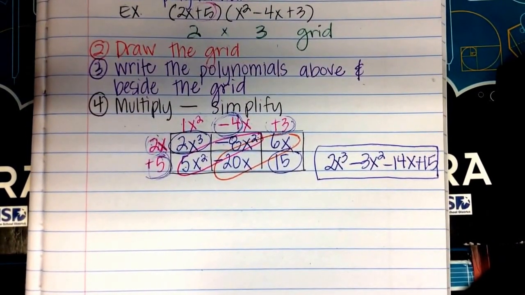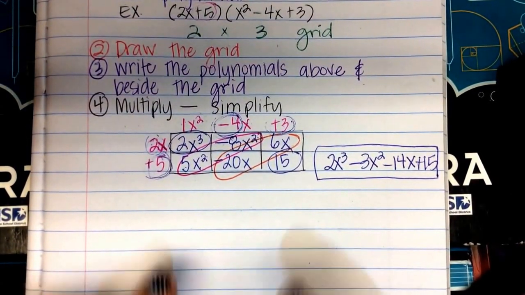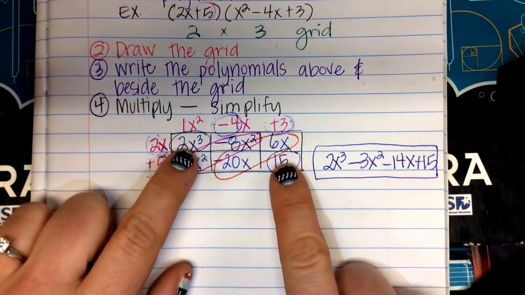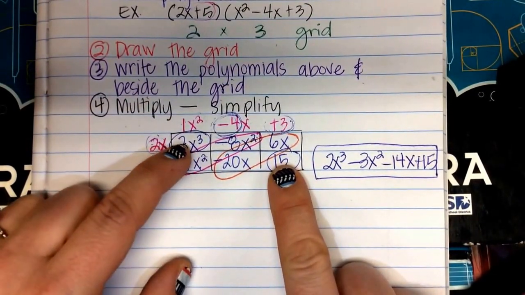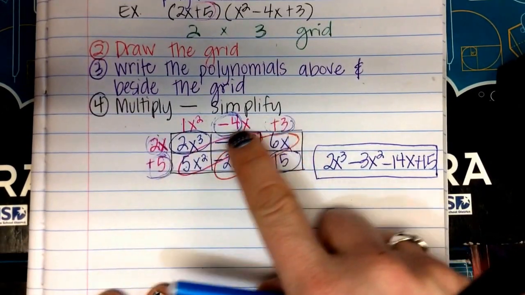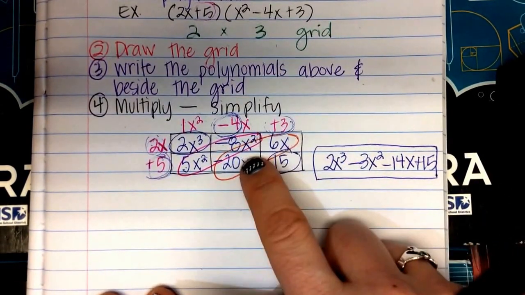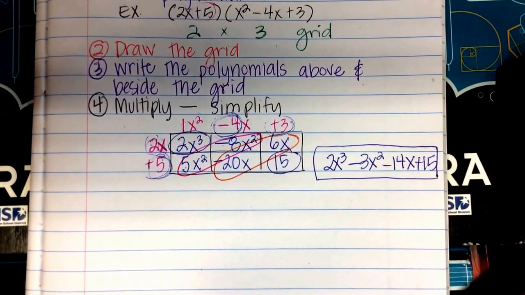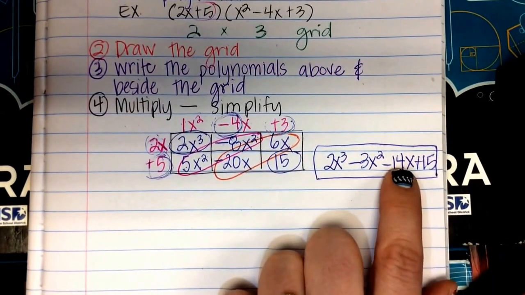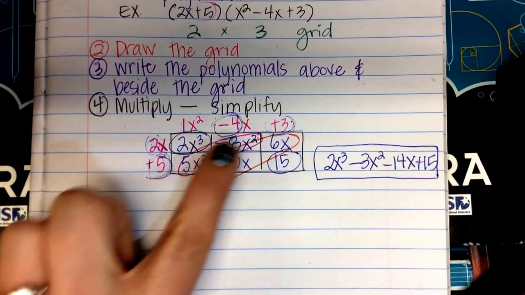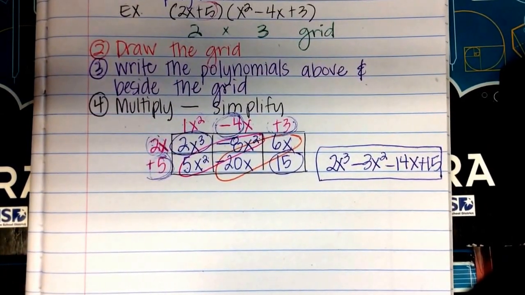What, Sam? These two? Because they can't be combined. They don't have any like terms. These two I circled together because they're like terms. Typically, I'm not saying every time, you guys. Sometimes you end up with the diagonals not being able to combine.